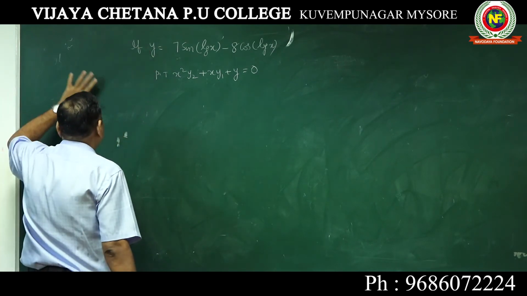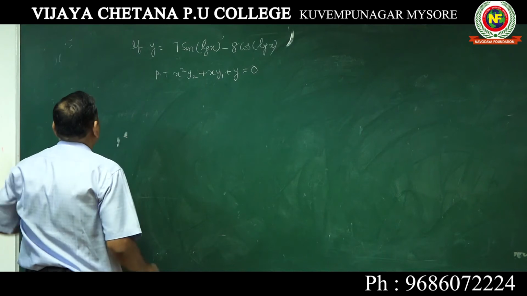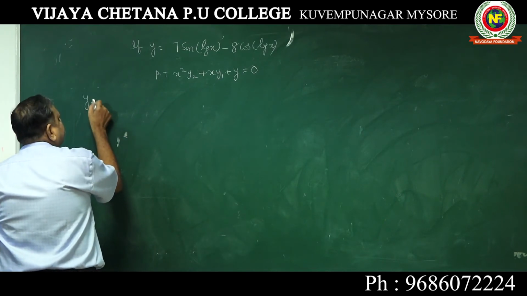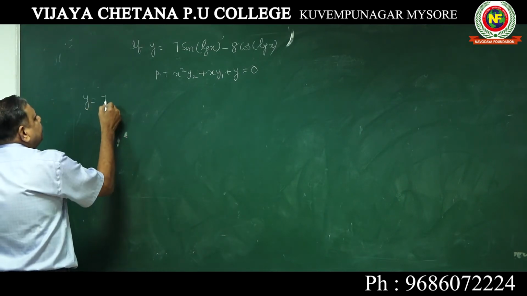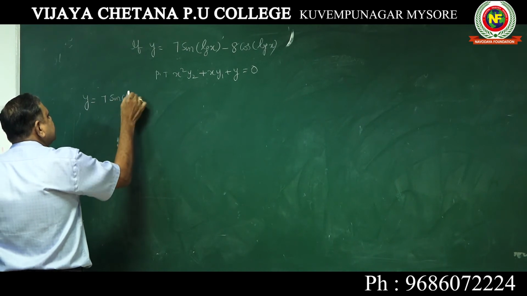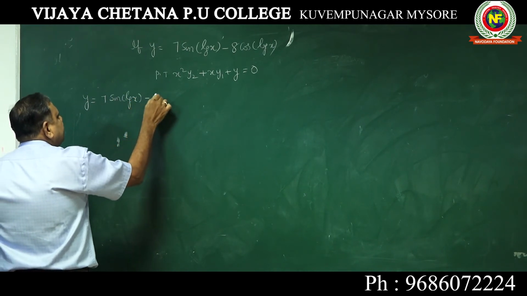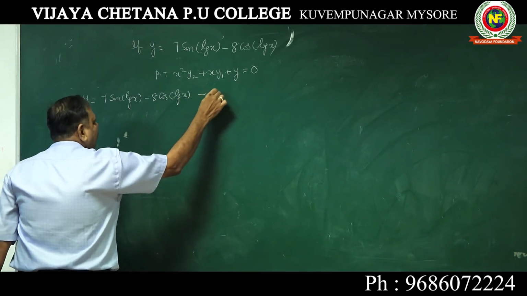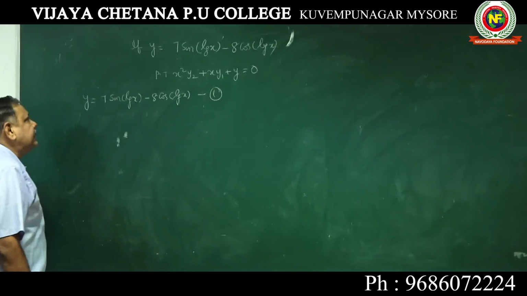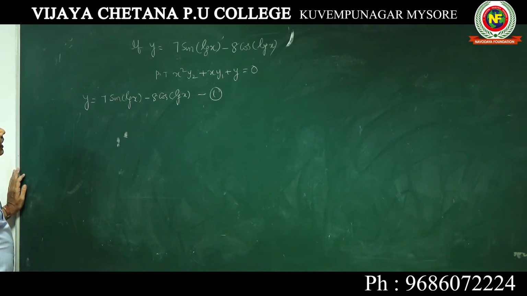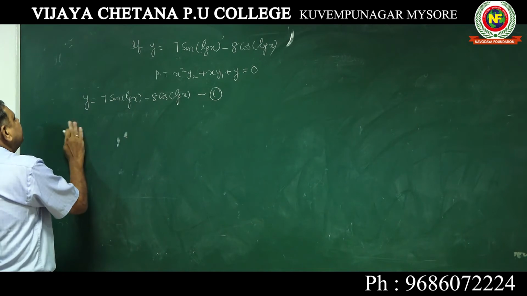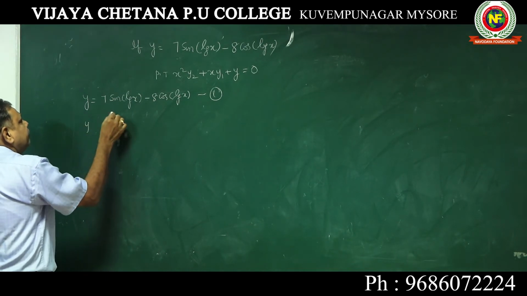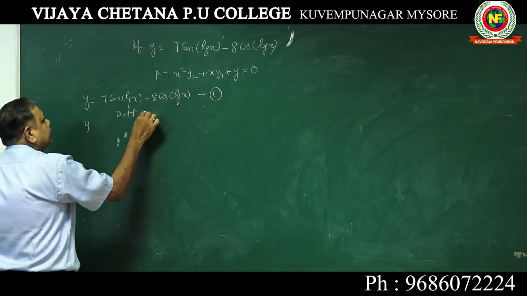Same thing what we did in the previous one, same procedure you follow and you will get the answer. y is equal to 7 sin log x minus 8 cos log x. Call it as equation number 1. 7 sin log x minus 8 cos log x. Now differentiate y1 with respect to x.